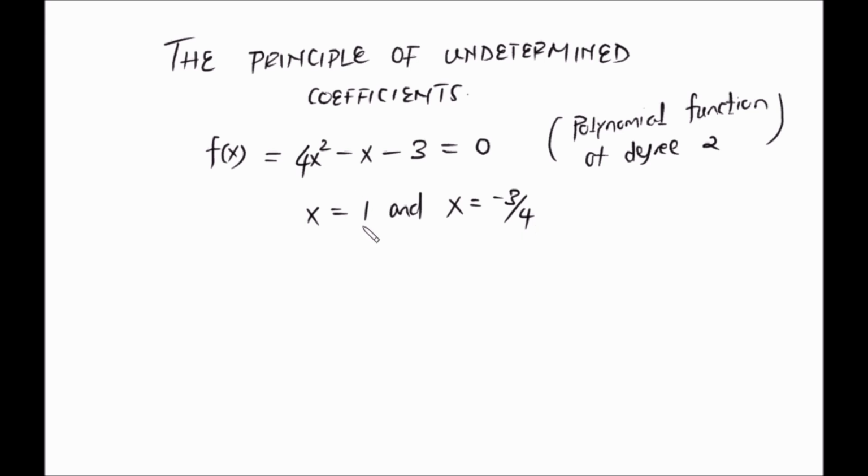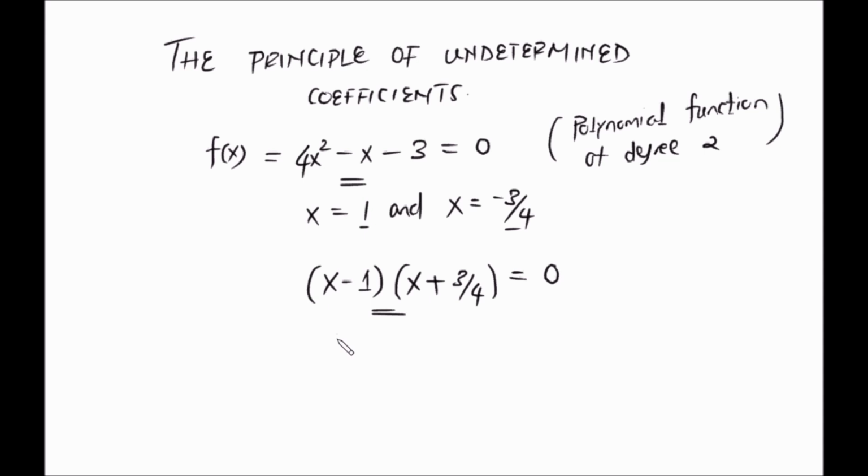So you can see these two values that I get after solving this polynomial function of degree 2 can be used to factorize it. So this can be written like x minus 1 times x minus negative, so it's plus 3 over 4, is equal to 0. So this one is the same as this.